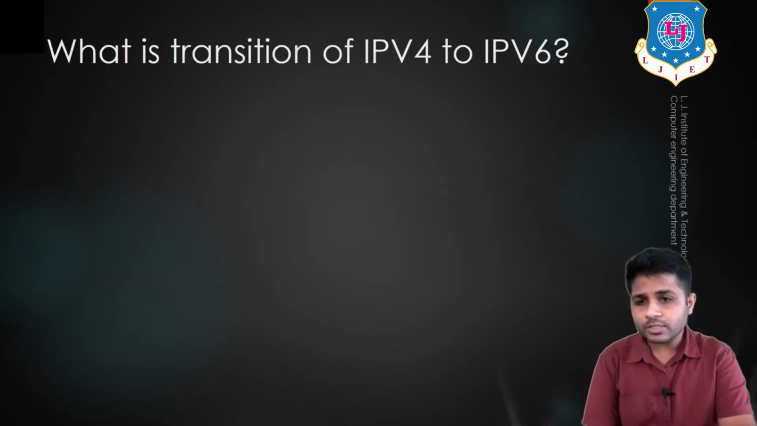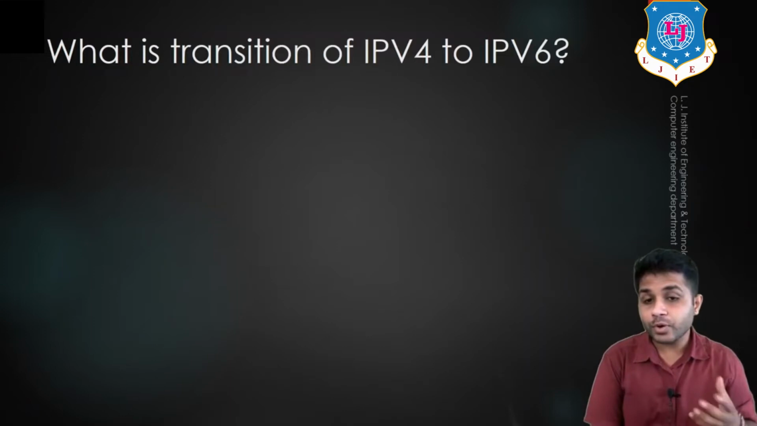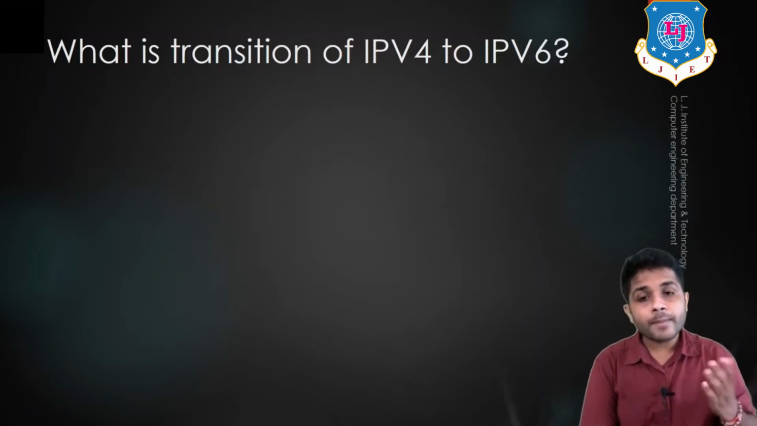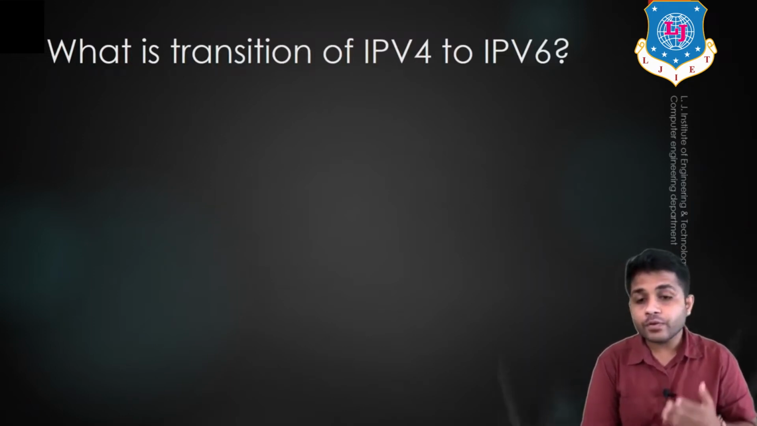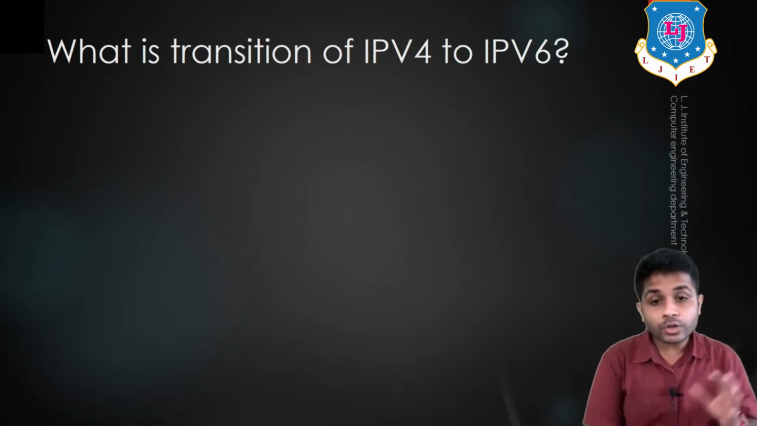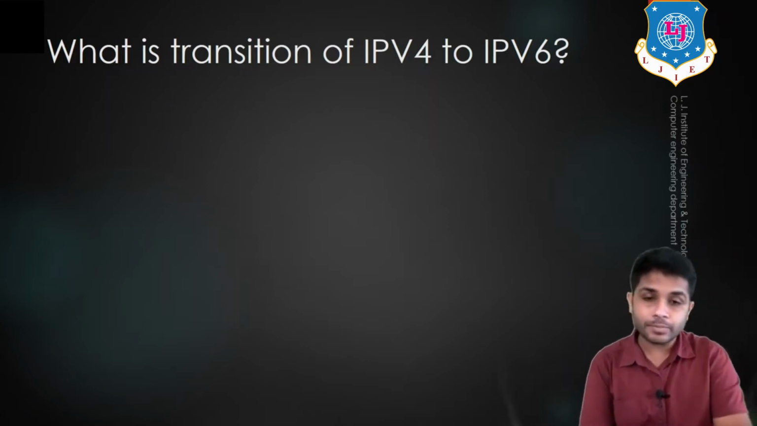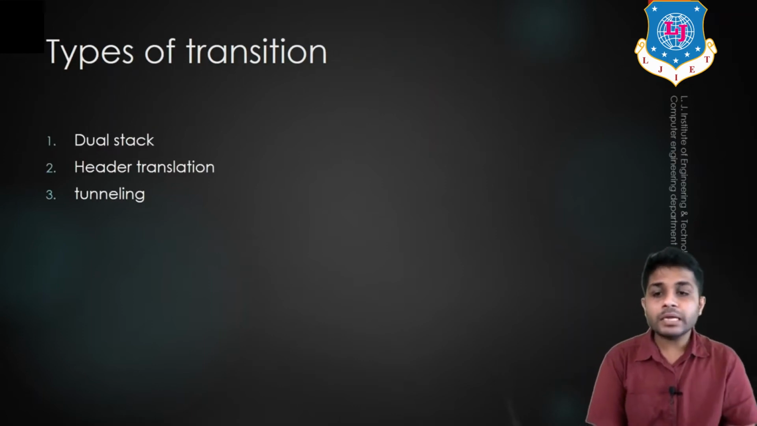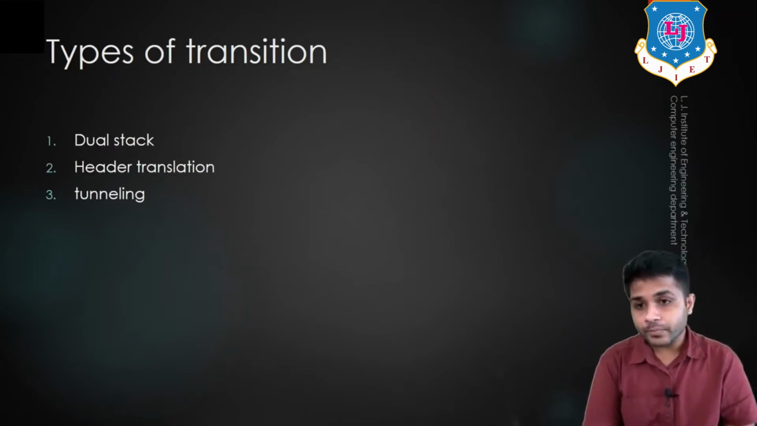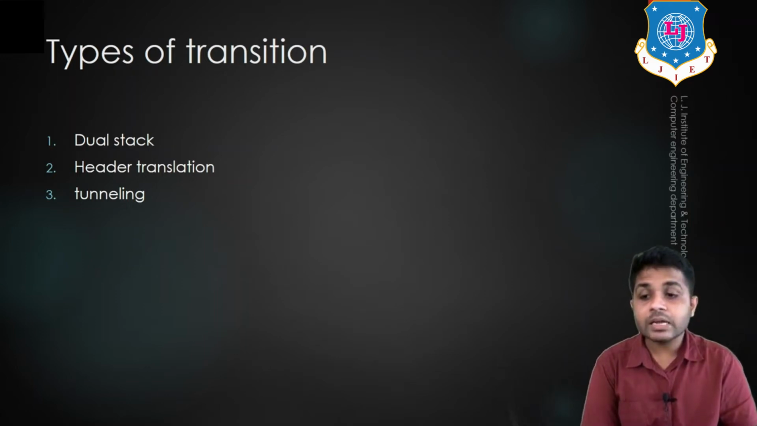Like we have just discussed, we need the transition from IPv4 to IPv6. We need some mechanism by which we can simply shift from IPv4 to IPv6. Or you can also say that using this mechanism, devices which are using IPv4 can communicate with the devices which are using IPv6. There are mainly three types of method for this. The first one is dual stack, the second one is header translation, and the last one is tunneling.